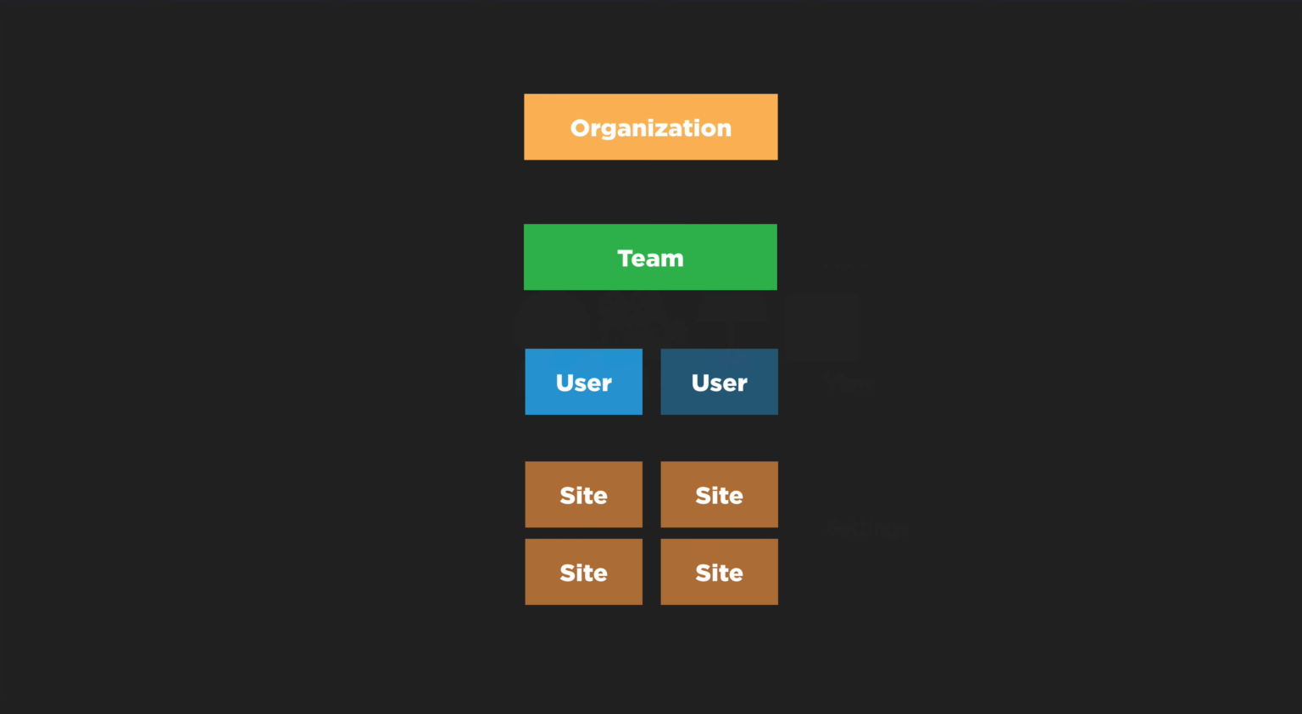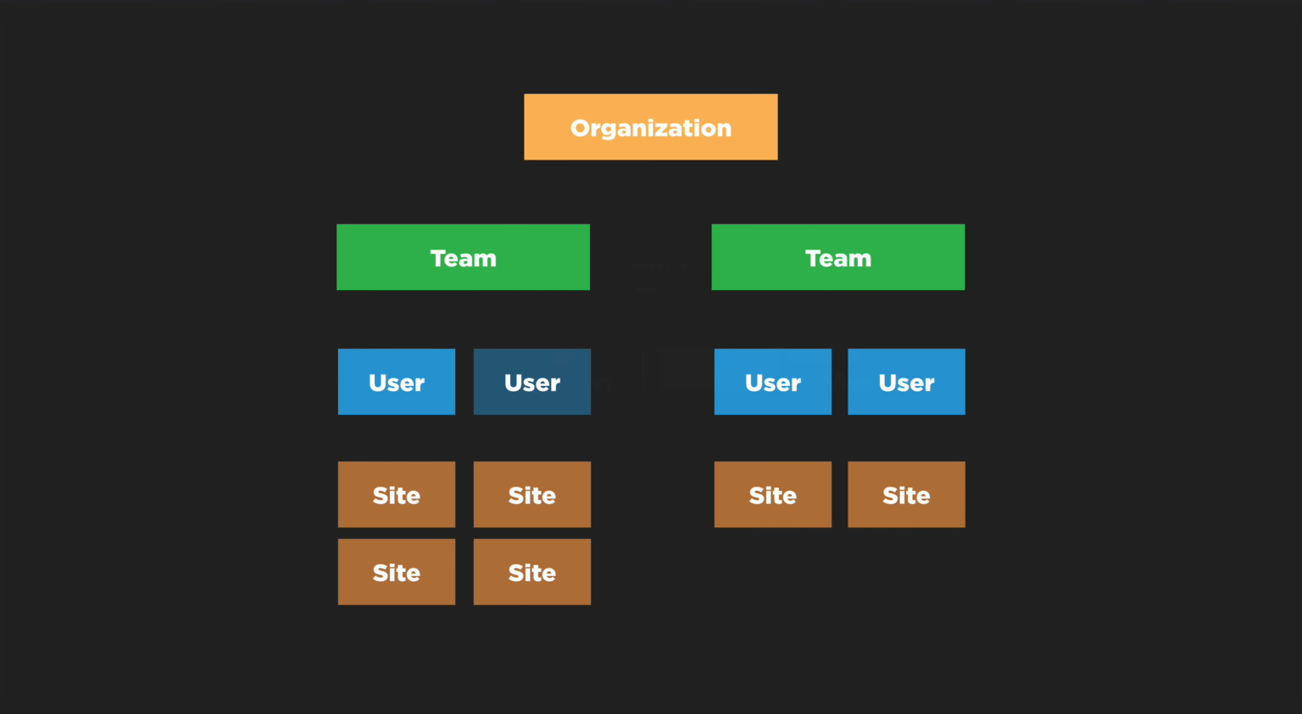And this now allows us to invite multiple users and give them different access permissions, and even set up multiple teams. And these users can belong to multiple teams and even to different organizations. So it's a really flexible structure that allows you to set up SpeedCurve in lots of different ways that suits your organization.